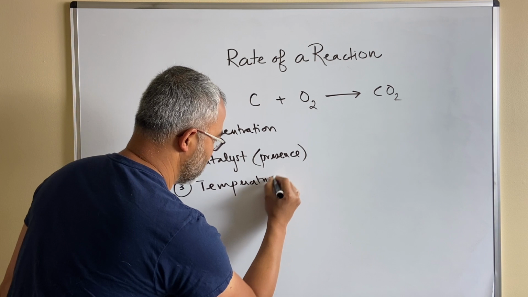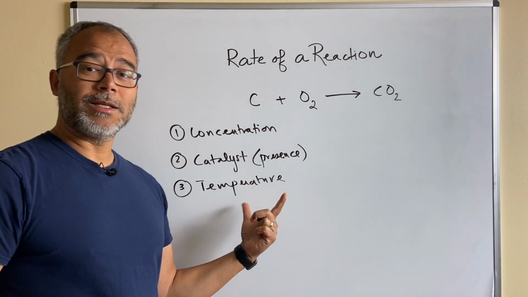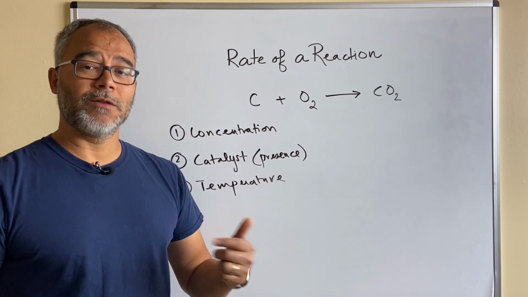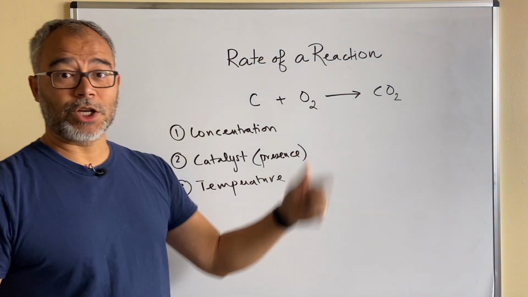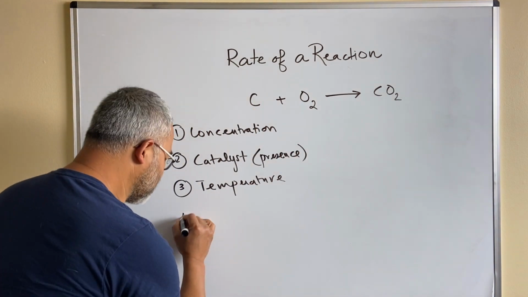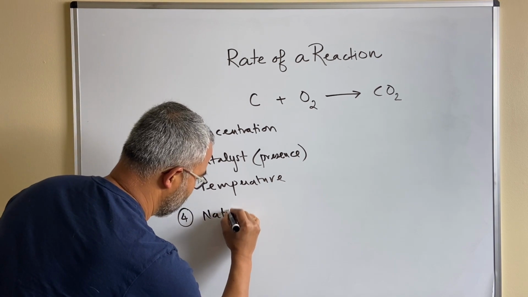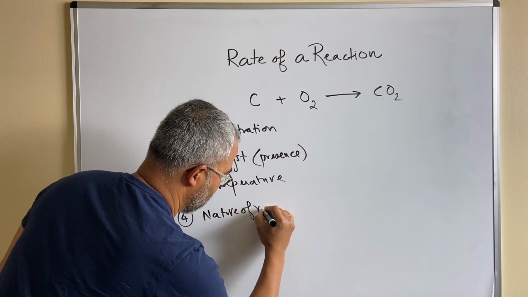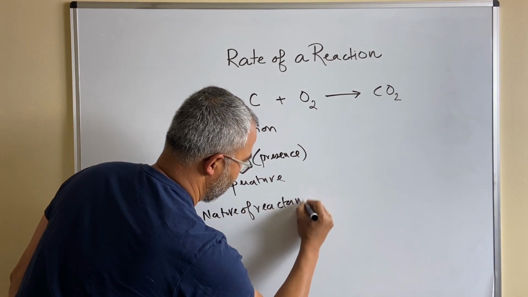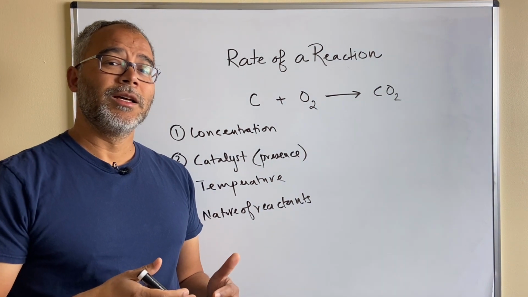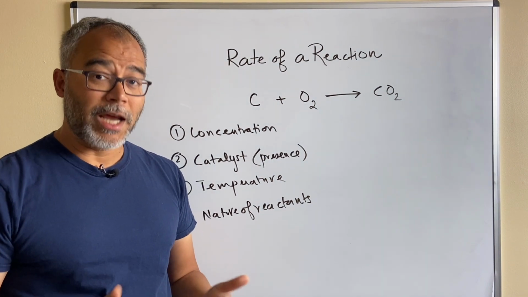The third factor is temperature. Essentially for any reaction, as you increase the temperature, the speed of the reaction goes up, which means the rate of the reaction increases. The fourth factor is the nature of the reactants. And by nature, we're really talking about things like surface area and orientation.